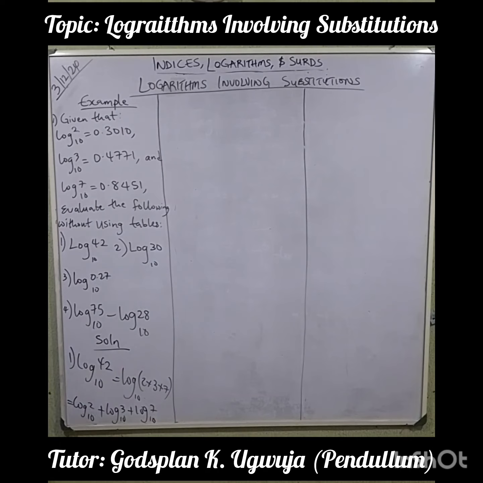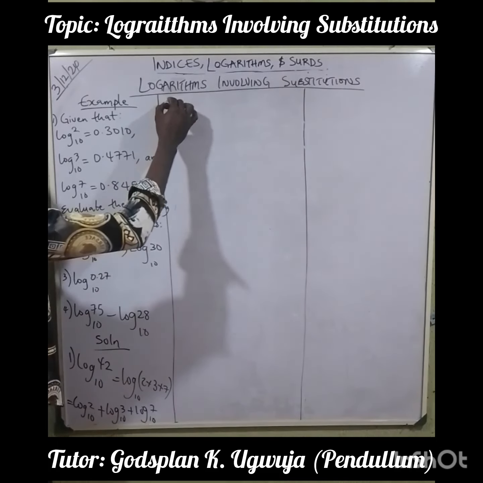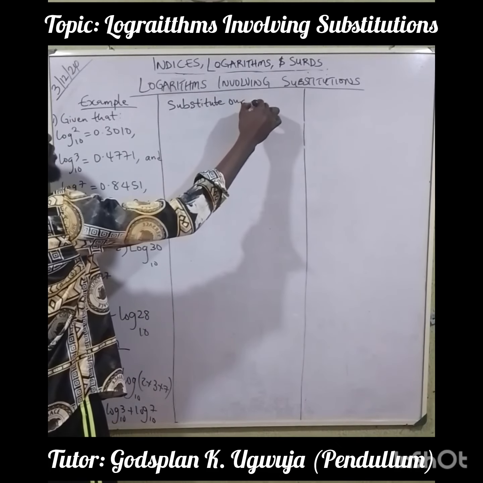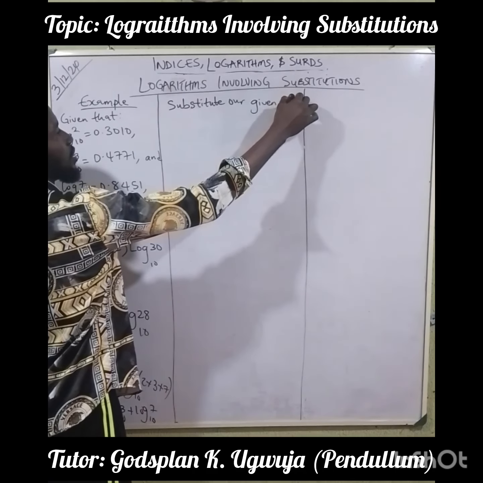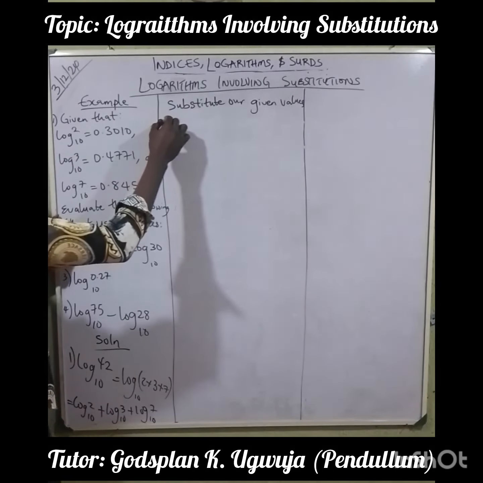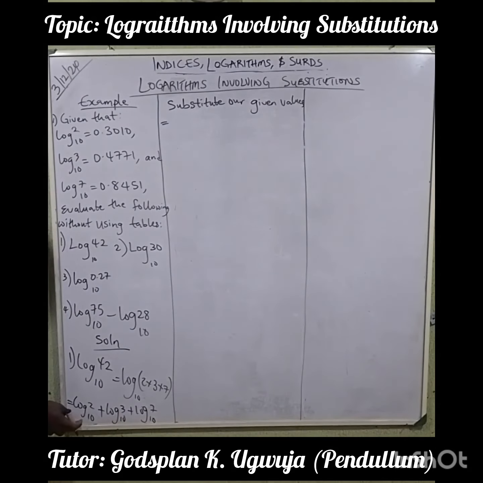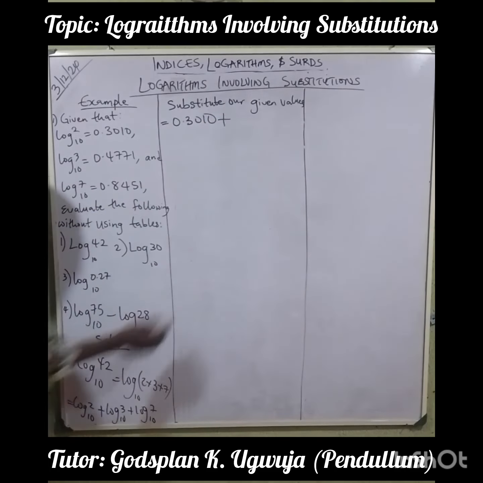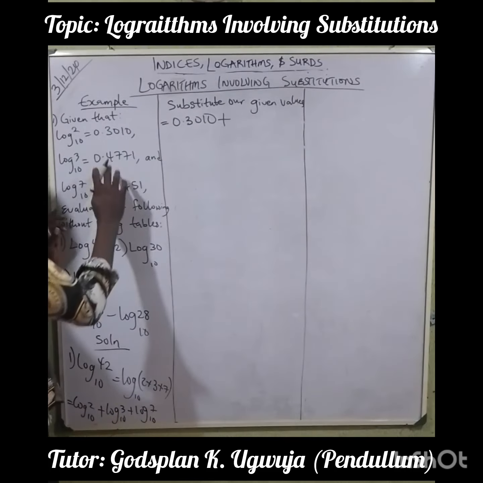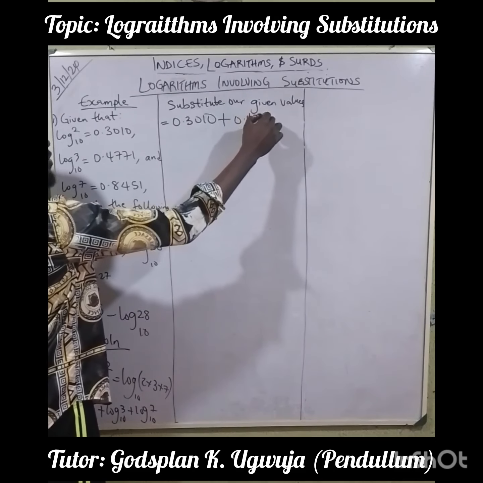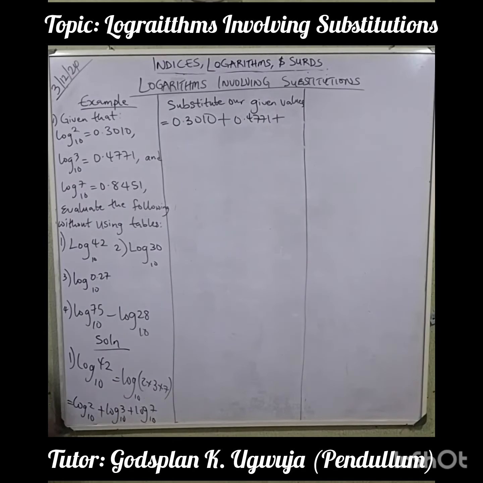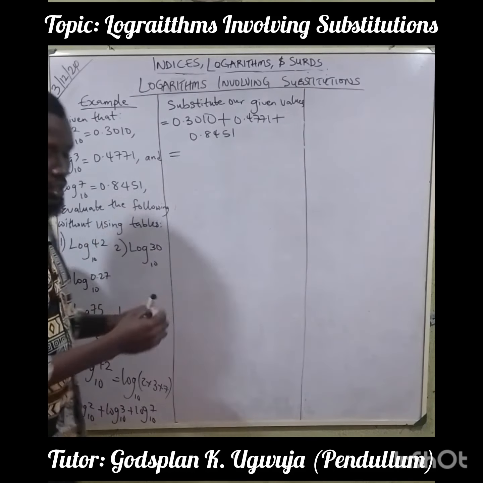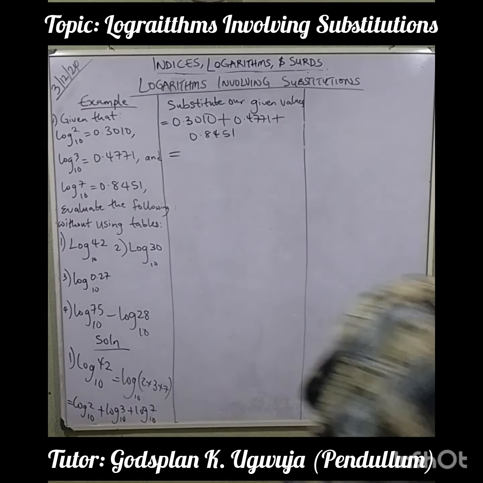So once you've expanded it like this, you have basically solved the question because now we substitute our given values. So the values they gave us in the original question, we substitute them, and we'll have log 2 base 10 is 0.3010. That's this. Plus log 3 base 10 is 0.4771, and log 7 base 10 is 0.8451.